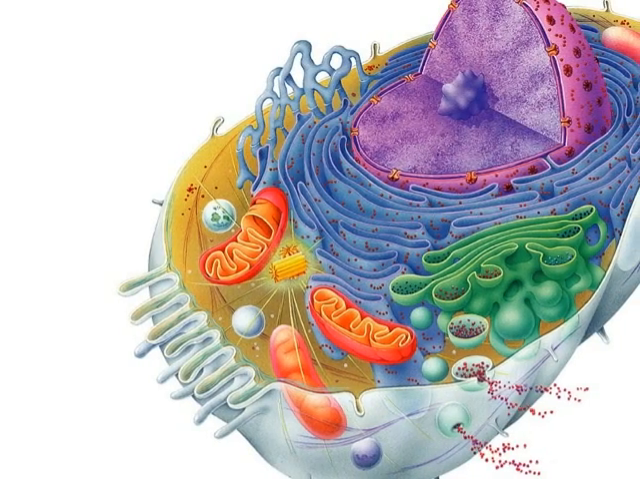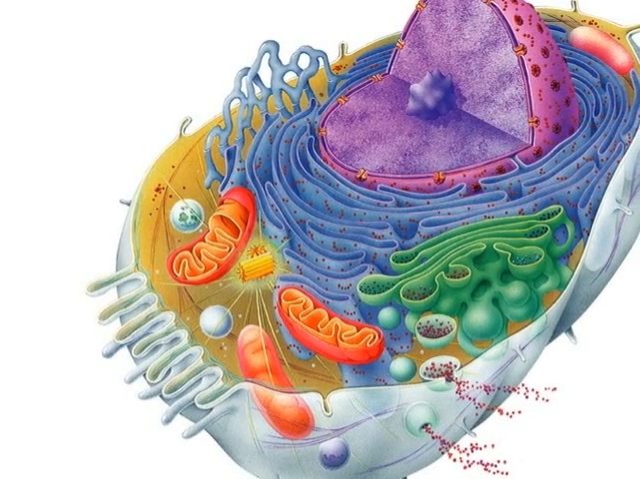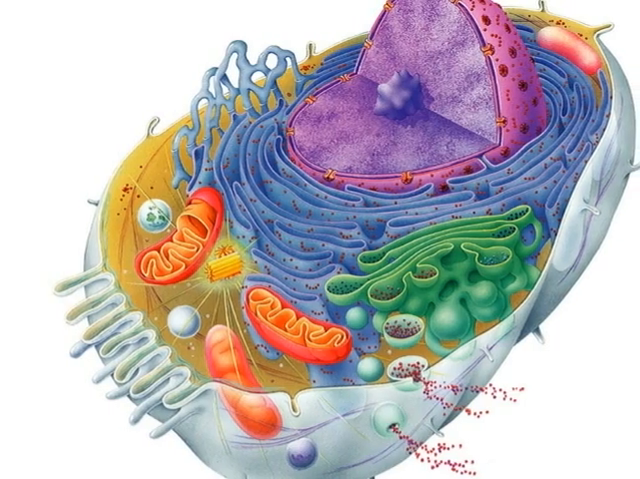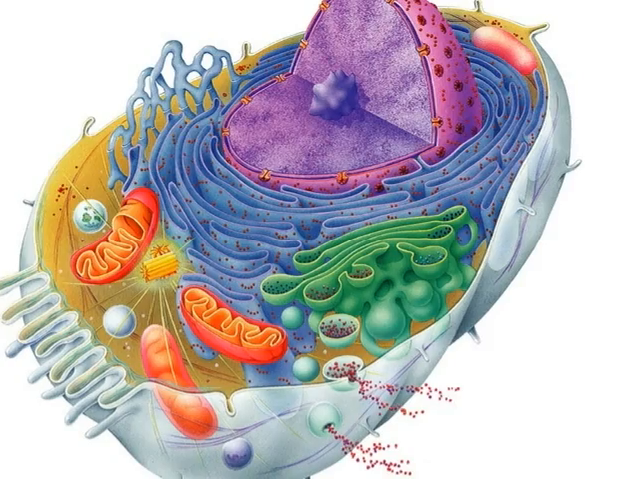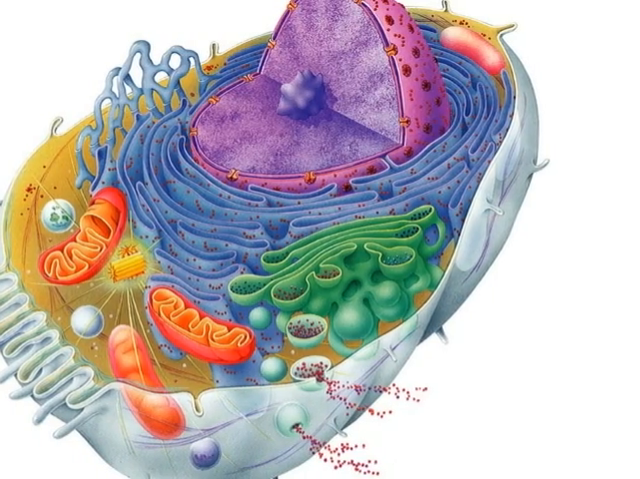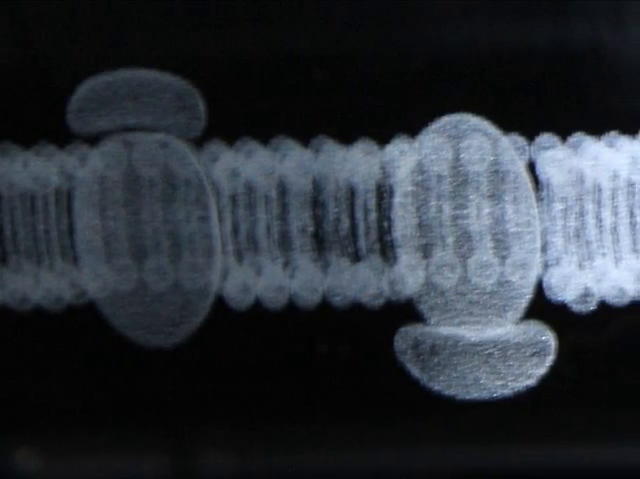Welcome to your tour of an animal cell. This cell is clearly an animal cell because of its lack of a cell wall or chloroplasts, and the presence of centrioles and lysosomes. On our way in, you can see the cilia here, which assist in the movement of the cell. This is the cell membrane.